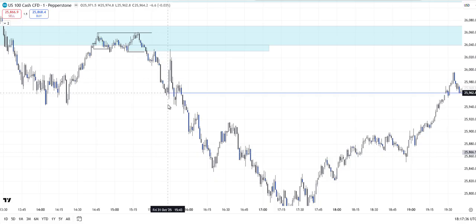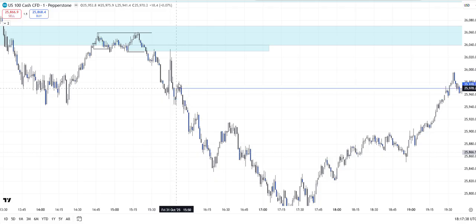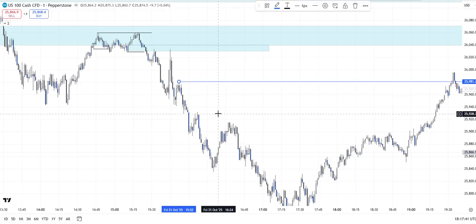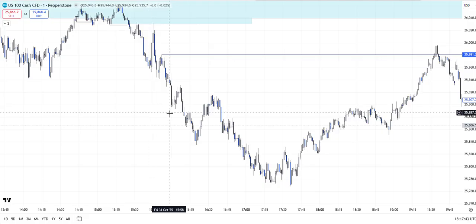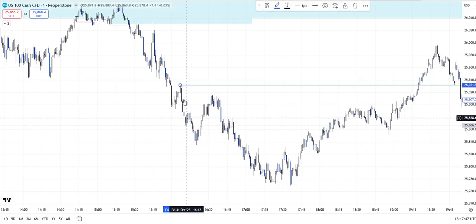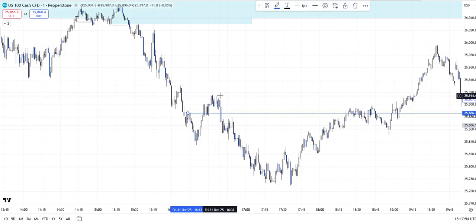Makes a new low, fails to make a higher high, so then I would move my stop to this level. Comes down, makes a low, fails to make a higher high, my stop goes down to this level. Makes a new low, fails to make a higher high, my stop can go down to this level, and I can get taken out there.